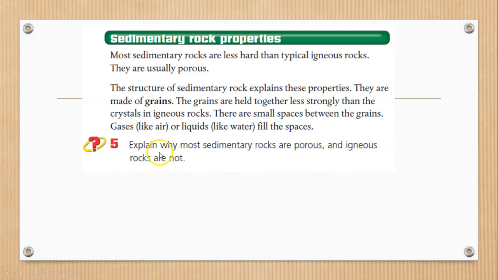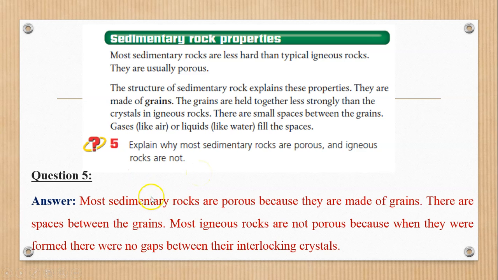Question number 5. Explain why most sedimentary rocks are porous and igneous rocks are not. Most sedimentary rocks are porous because they are made of grains. There are spaces between the grains. Most igneous rocks are not porous because when they were formed, there were no gaps between their interlocking crystals.